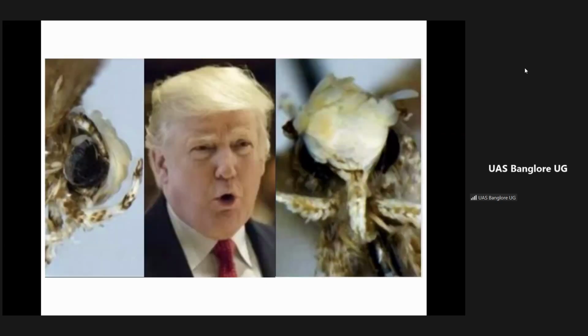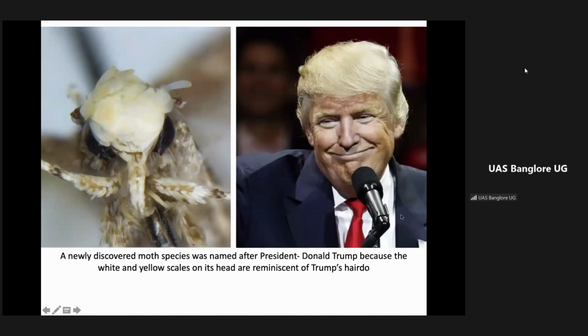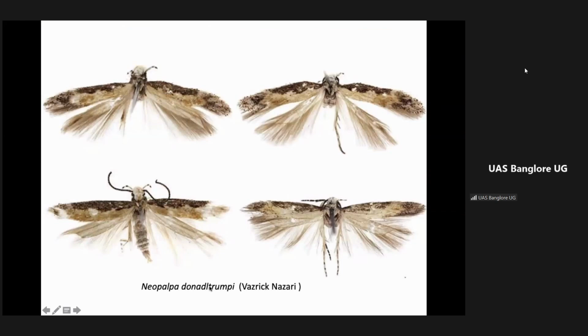Now you should be able to tell this. Donald Trump. What would be the scientific name of that species? What will be the species name of the moth? Okay, you can see that Trumpi. Very good. Look at the top of this moth's head. It looks like Bill Gates or Trump's head, and they have named it after the president Donald Trump.